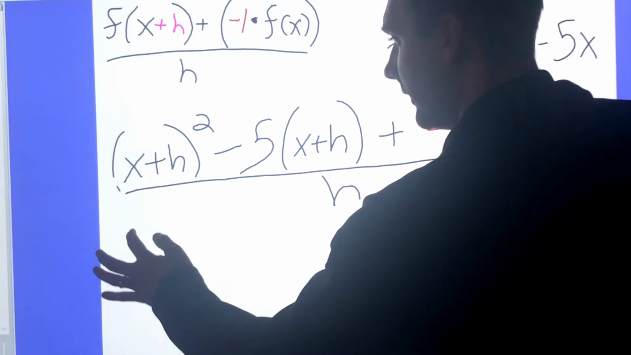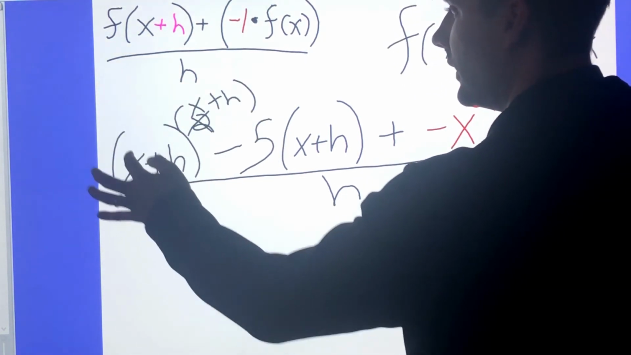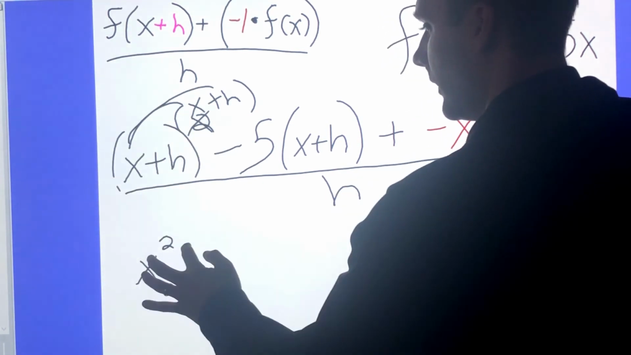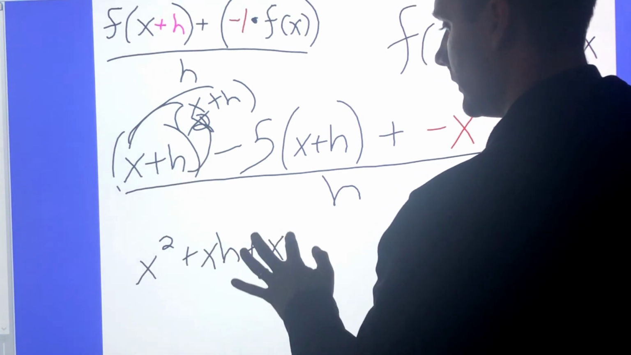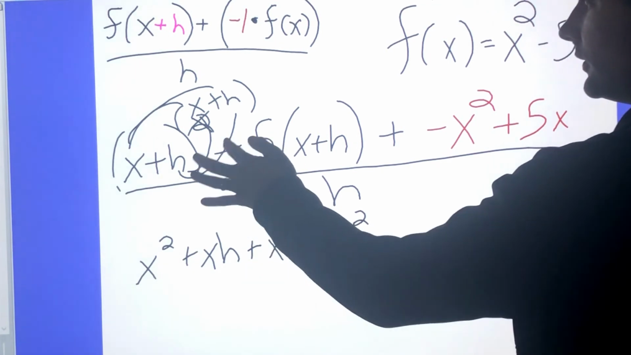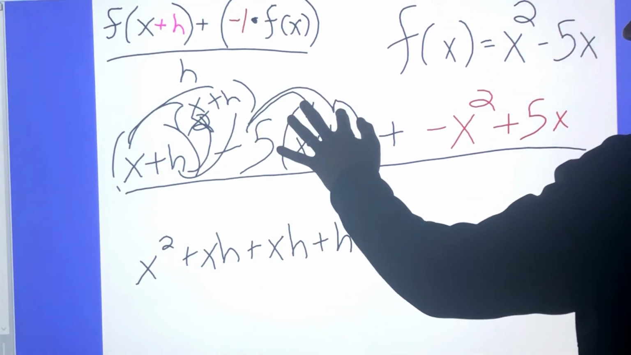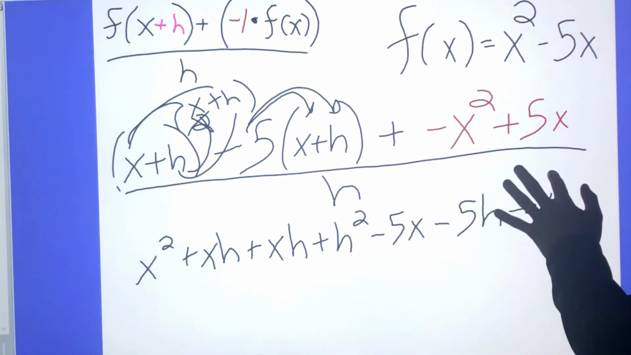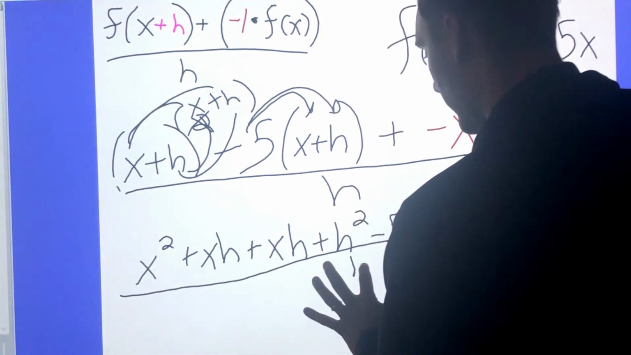So I have said this, I'm going to write this twice, x plus h, and use distributive properties. So it's x squared plus xh plus another xh. H times h is a plus h squared. Distribute my negative 5, so negative 5x. Distribute my negative 5, negative 5h. And I have my negative x squared and a plus 5x, all over h.